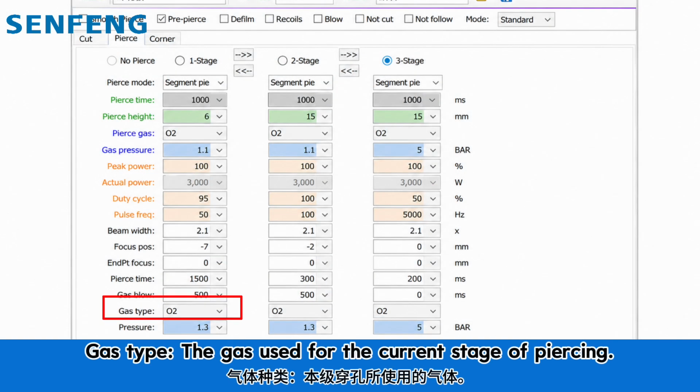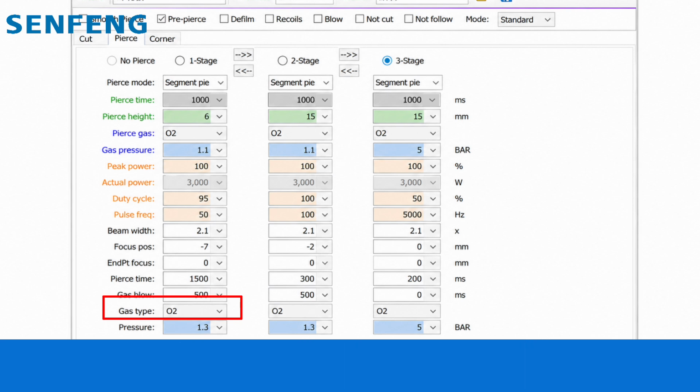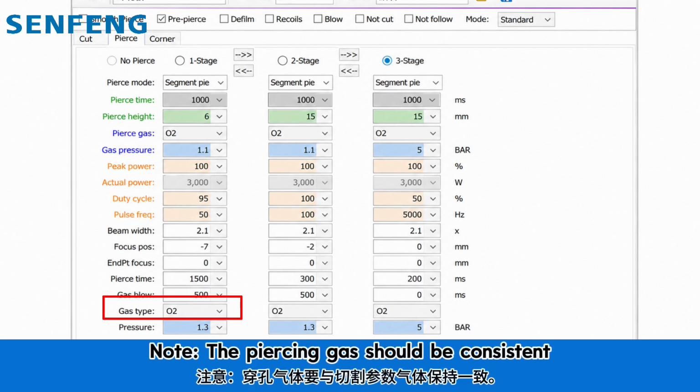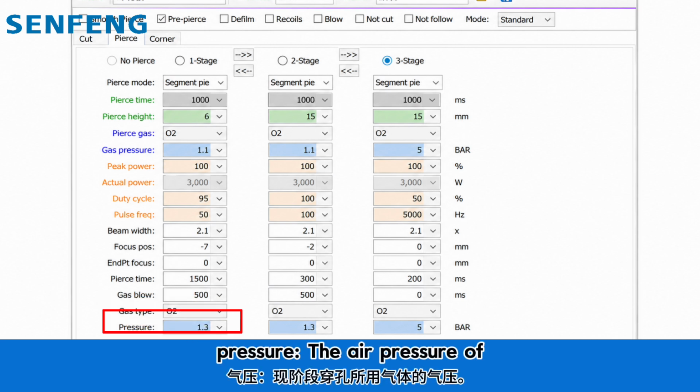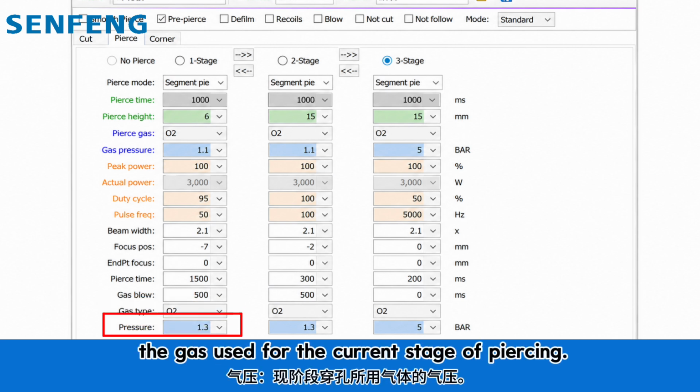Gas type. The gas used for the current stage of piercing. Note, the piercing gas should be consistent with the gas in the cutting parameters. Pressure. The air pressure of the gas used for the current stage of piercing.